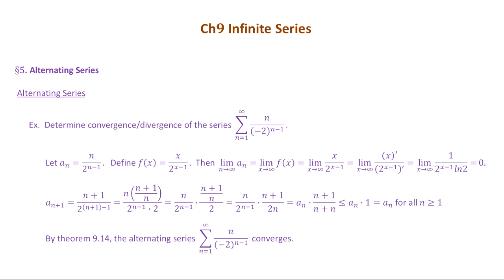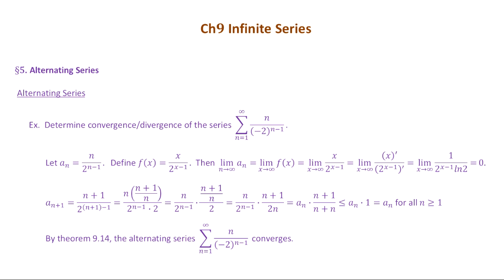but we need to first define a function f of x based on this series or sequence. Just change n to x everywhere in the formula for a_n. So we get x over 2 to the x minus 1. That's always the way to do it. And then you just take the limit of the function as x approaches infinity, and that should be the same as the limit of the sequence a_n as n approaches infinity. All right.